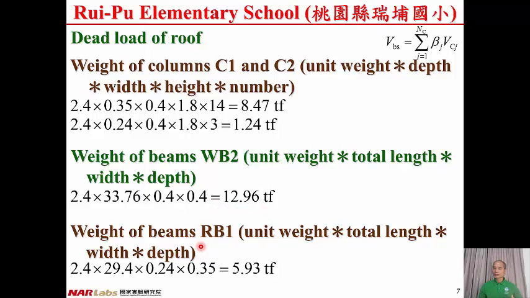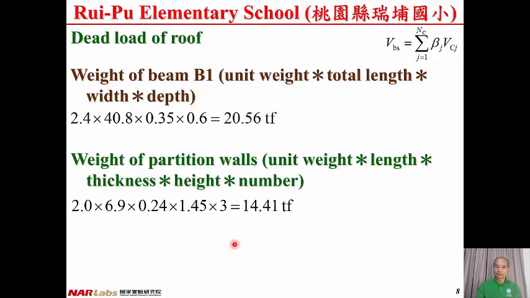And the weight of beams RB1, unit weight 2.4 ton force per cubic meter, total length 29.4 meter, width 0.24 meter, and depth 0.35 meter, and it makes 5.93 ton force. And the weight of beam B1, unit weight 2.4 ton force per cubic meter, total length 40.8, and the width 0.35 meter, and the depth is 0.6 meter, equal to 20.56 ton force.